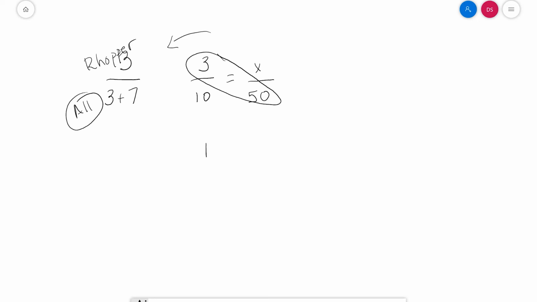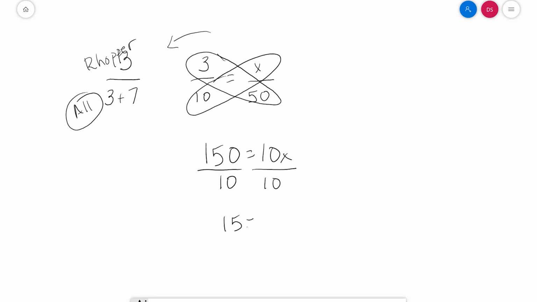So 3 times 50 is 150 equals 10 times x. I need to do the inverse operation to both sides. 150 divided by 10 is 15. And so there are 15 rockhopper penguins in an aquarium that has 50 penguins. Okay? All right.